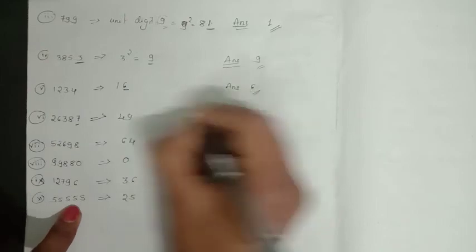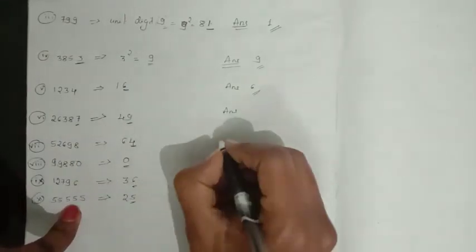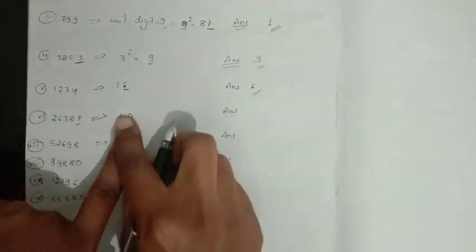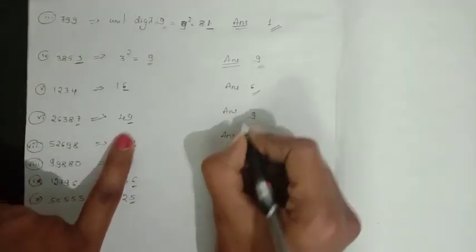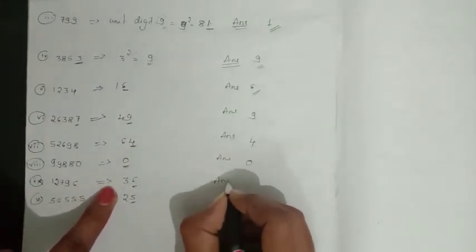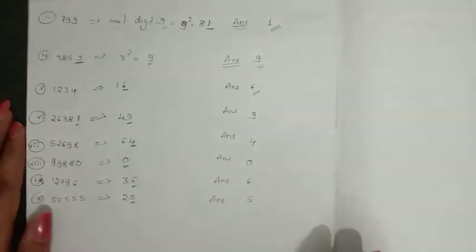Then you have to write the unit digit from this. Okay, so these are the unit digits. So what answers will you write? Here it is 49, so the answer is 9. And here it is 4. And here it is 0. And here the answer is 6. And here the answer is 5. Did you understand how to write?